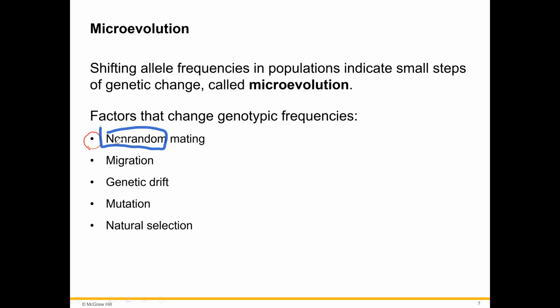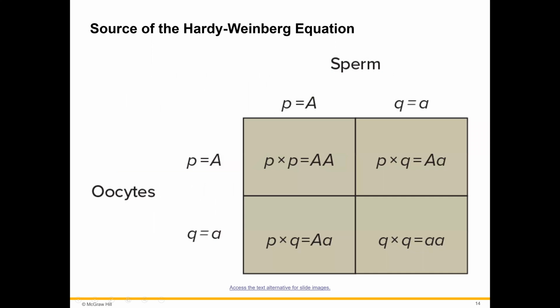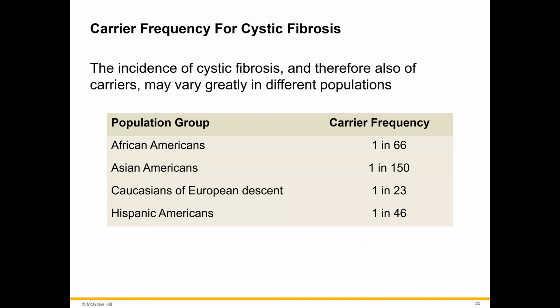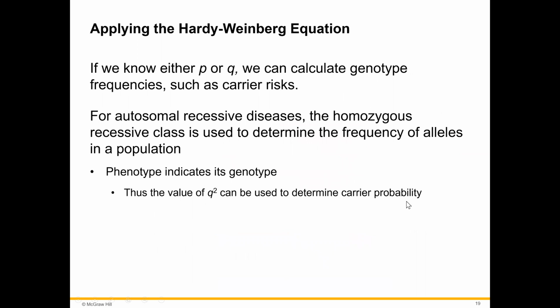Migration. Migration always happens because animals always move, right? And we as people, we always move. Now, genetic drift might not apply to human populations that much, but mutation constantly happens, and natural selection constantly happens. All of this is changing the frequencies of genotypes, right? So if frequencies of genotypes change constantly, that means the population evolves, right? So that's what it says. That's where we stop.